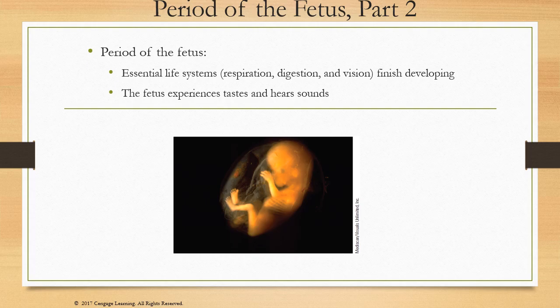At 22 to 28 weeks after conception, the fetus has achieved the age of viability. So that's a key point. The fetus reaches the age of viability, and the number is 22 to 28 weeks after conception.